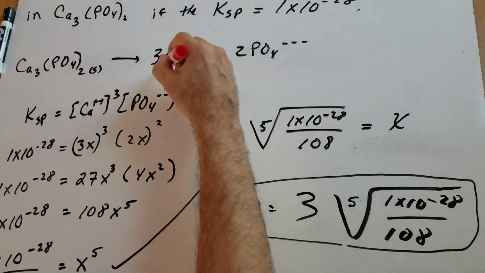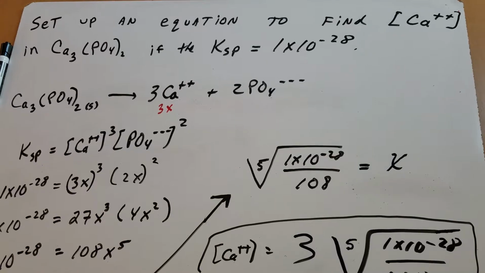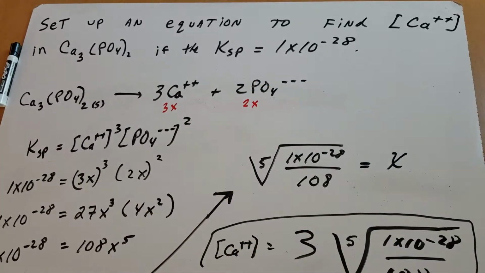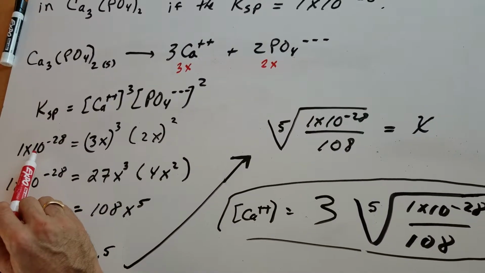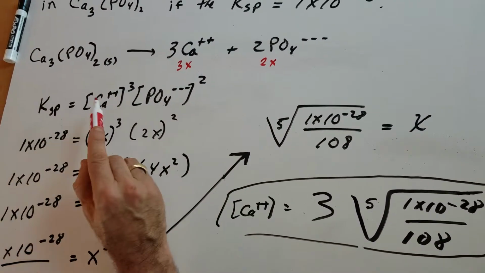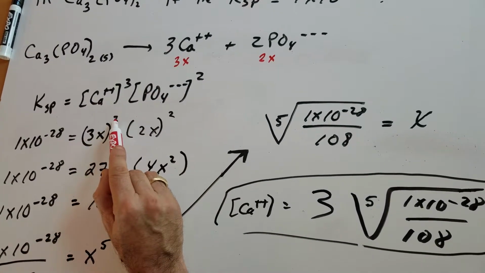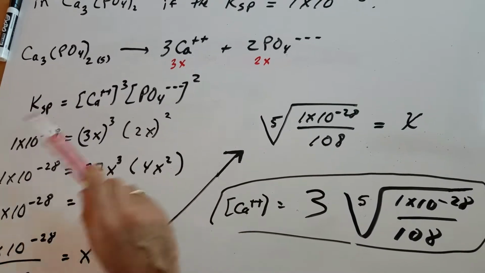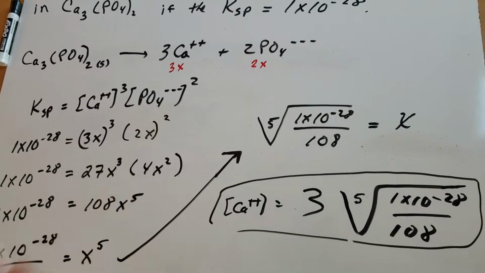Now, as you can see, there's a 3 in front of the calcium, so I'm going to call this 3x, and I'm going to call phosphate 2x. So what I do is I now plug in. The KSP we know is 1 to the minus 28th. The calcium is 3x, and you cube it. I don't know why students always make that error. You've got to do 2 operations. Likewise, the phosphate is 2x, and you square it.